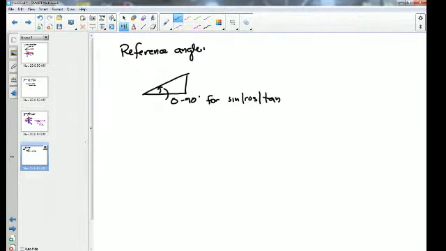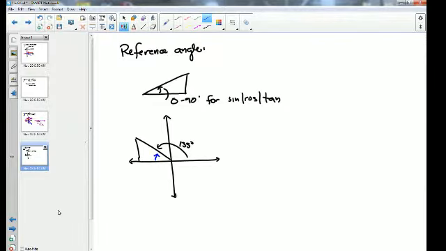We are going to start dealing with triangles that are not that pretty, basically. So I might set a triangle here and tell you that this is 135 degrees. You have to figure out what the reference angle is. The reference angle is the angle between 0 and 90 that that triangle forms. Okay, this is the reference angle.